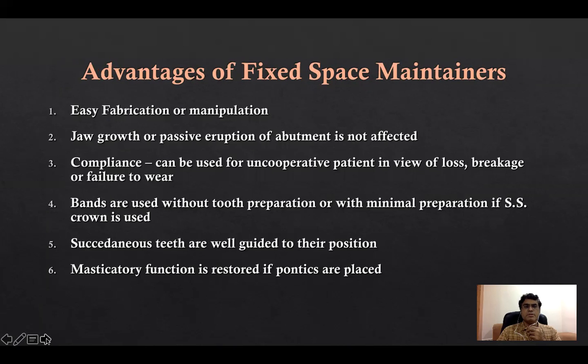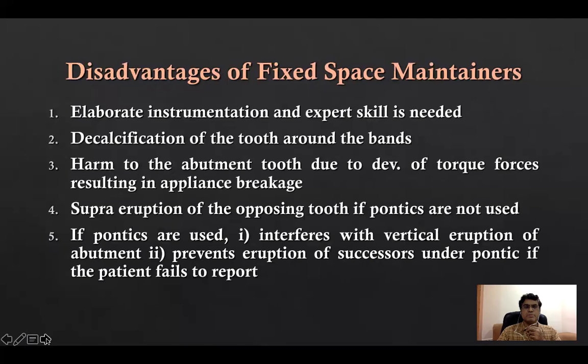Advantages of the fixed space maintainers are it is easy to fabricate or manipulate. Jaw growth or passive eruption of the abutment is not affected. Compliance will be good because it can be used for uncooperative patient in view of loss, breakage, or failure to wear. Bands are used without tooth preparation or with minimal preparation if stainless steel crown is used. Succedaneous teeth are well guided into their position. Masticatory function is restored if pontics are placed along with this fixed space maintainer.